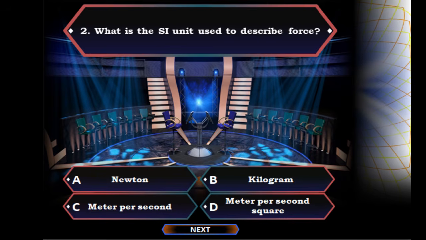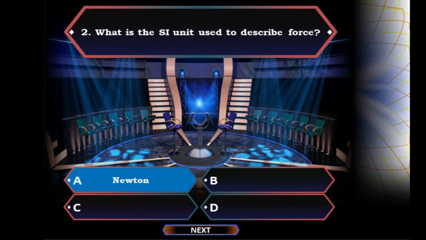Question number 2. What is the SI unit used to describe force? A. Newton. B. Kilogram. C. Meter per second. D. Meter per second squared. The answer is letter A, Newton.